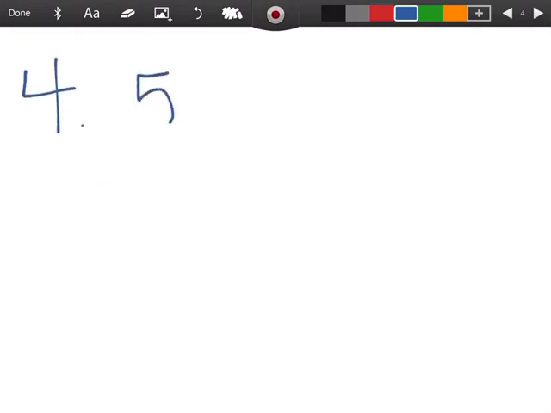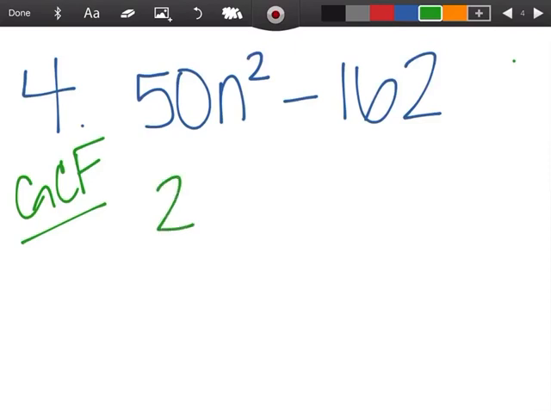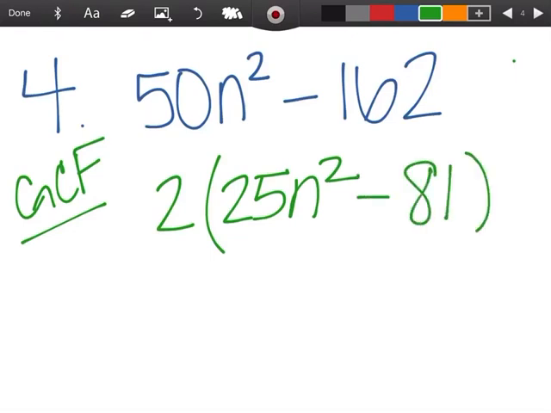Number 4 says 50n squared minus 162. When you look at this problem, hopefully you notice that these are not both perfect squares. So it could be that it's not factorable using this difference of two squares method, or it could be that there's a GCF. They're both even, so let's factor a 2 out front. 50 divided by 2 is 25n squared, and 162 divided by 2 is 81, so minus 81.